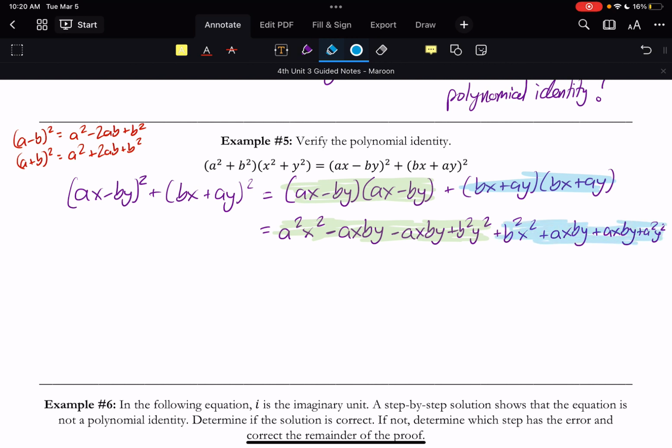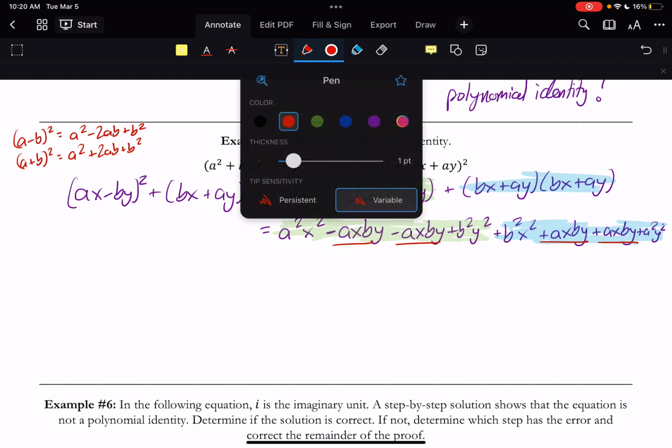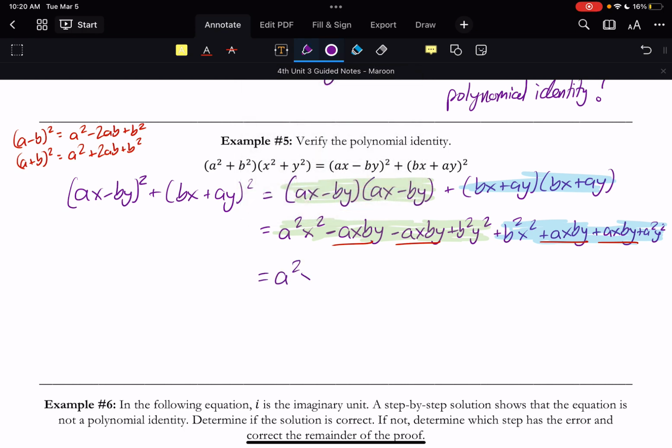Okay, so now I can go ahead and I can combine my like terms. So I have negative ax by, positive ax by, positive ax by. So those will all zero out. So that now leaves me with a squared x squared plus b squared y squared plus b squared x squared plus a squared y squared. Okay, so now the thing with identities is you can kind of look at the other side and see what the end goal is and see kind of where you need to go from there. So I know that I'm going to want to somehow group a squared and b squared, and I'm going to need to group x squared and y squared.